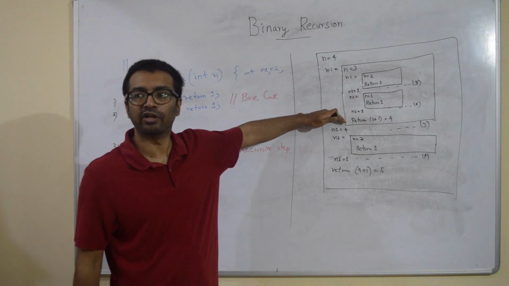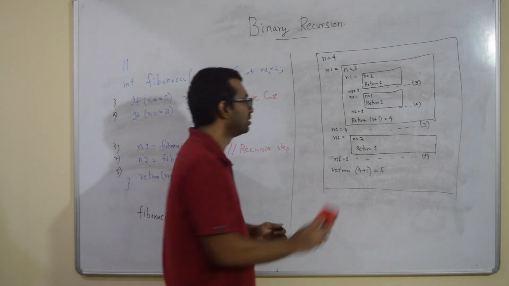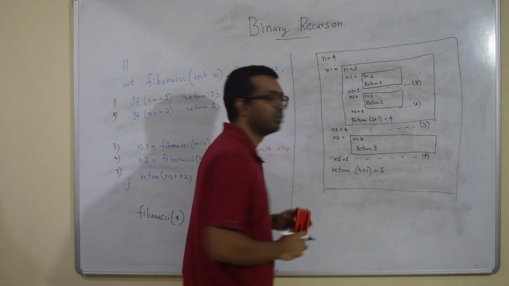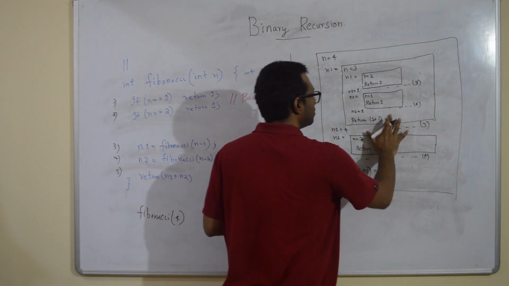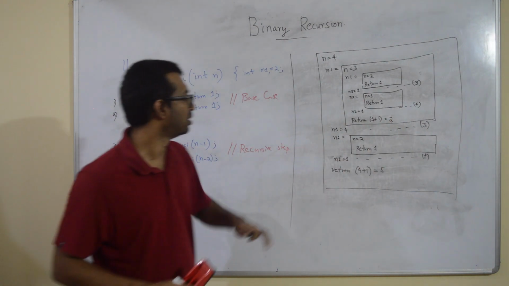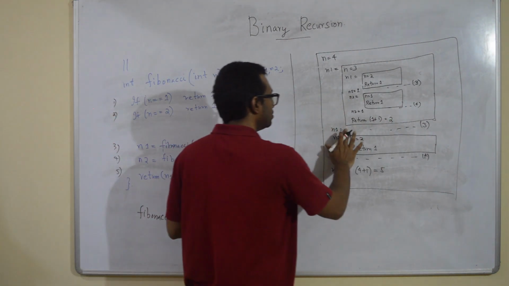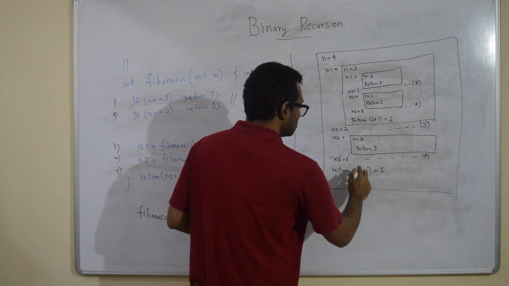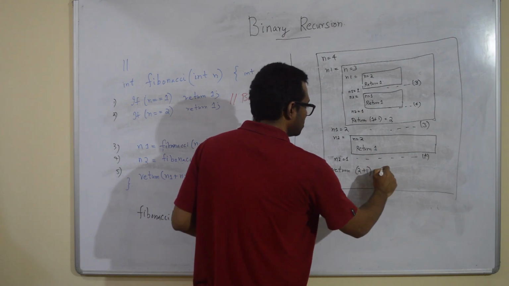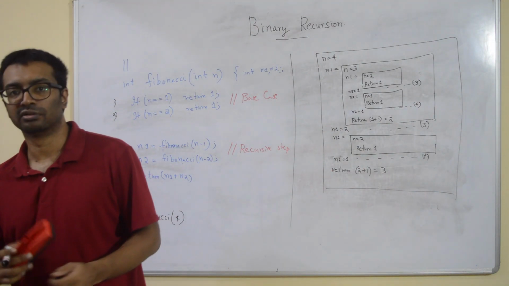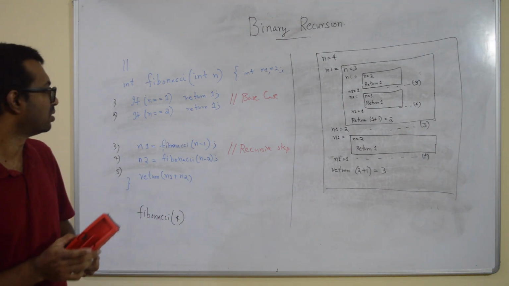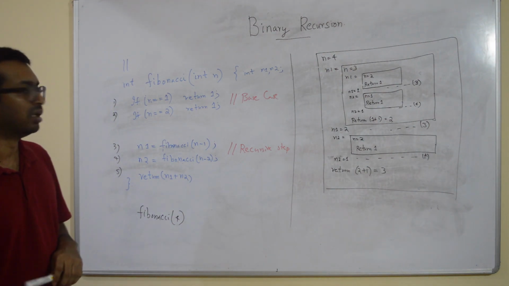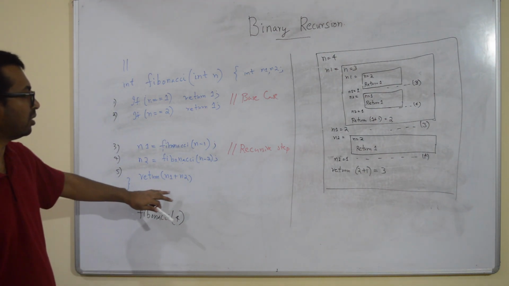And then the return value of this is n1 plus n2, which is 1 plus 1, which is equal to 2, and here it is again n1 is equal to 2, and this here is 2 plus 1, that's equal to 3. Okay, so for n is equal to 4, the return is equal to 3. Is that clear? So that's how.